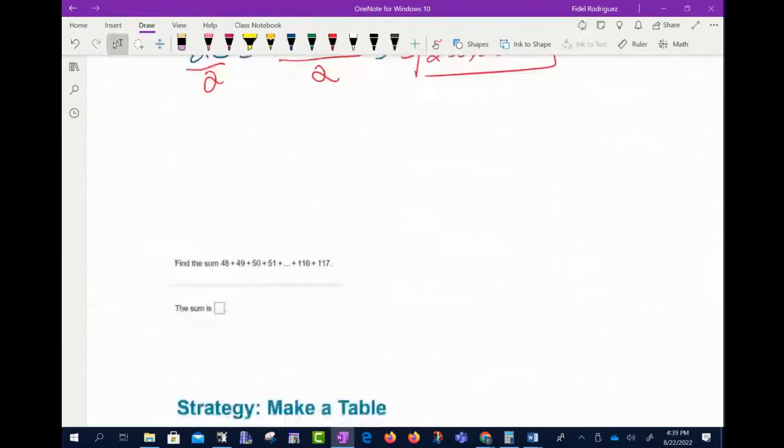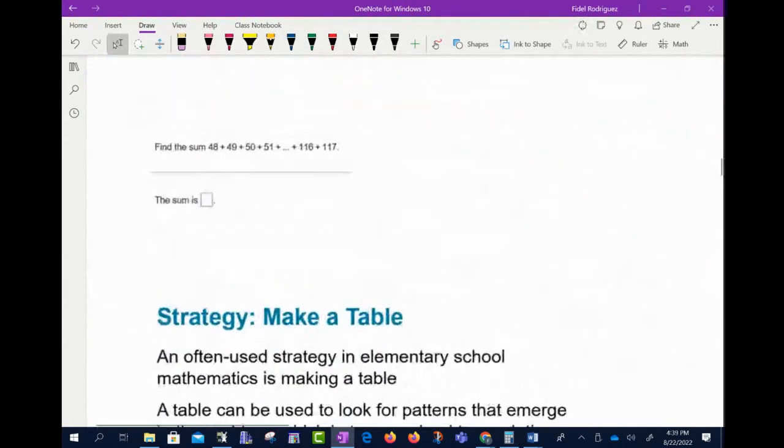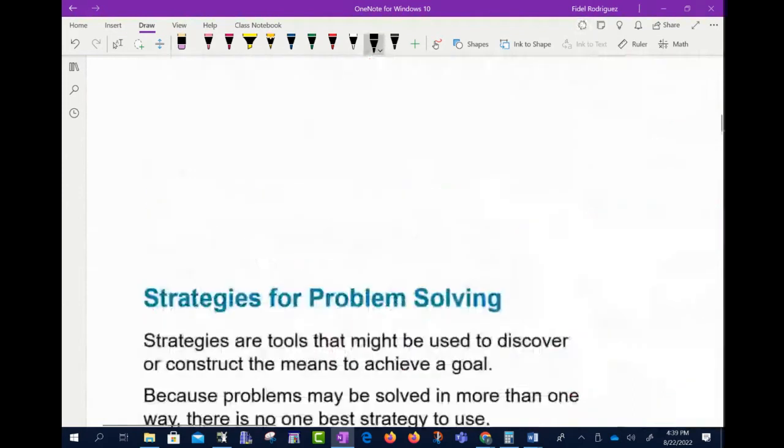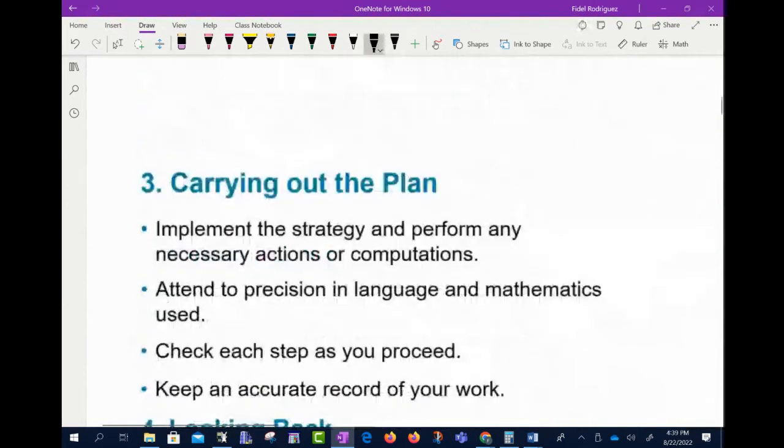So now let's keep going here. All right, next problem here says, let's find the sum, but I want y'all to notice something. We're starting at 48, 48, 49, 50, so on and so forth. So I want you to think about this for a little bit. Remember what it said. When I come back to looking at my strategies, let me see.